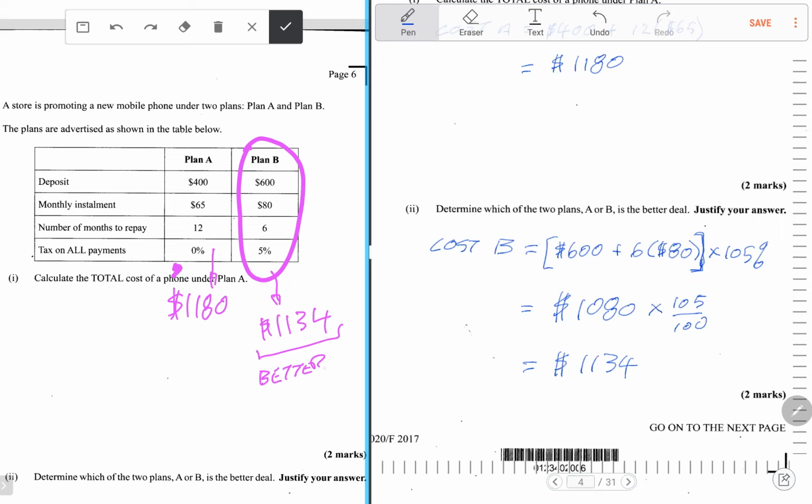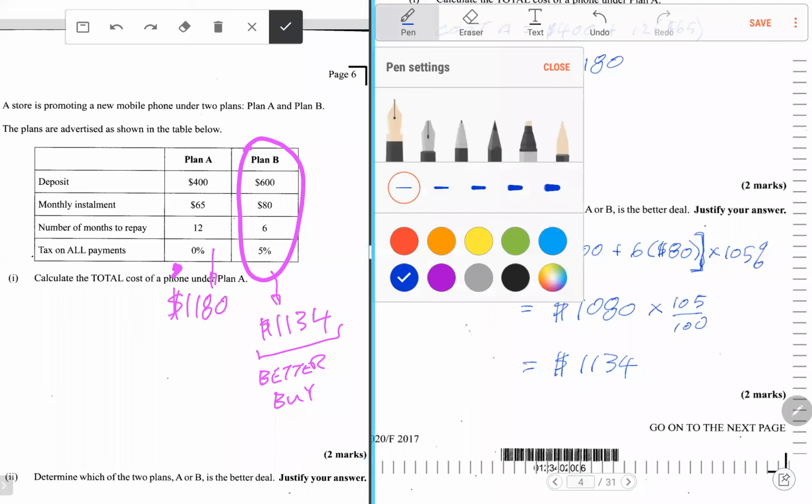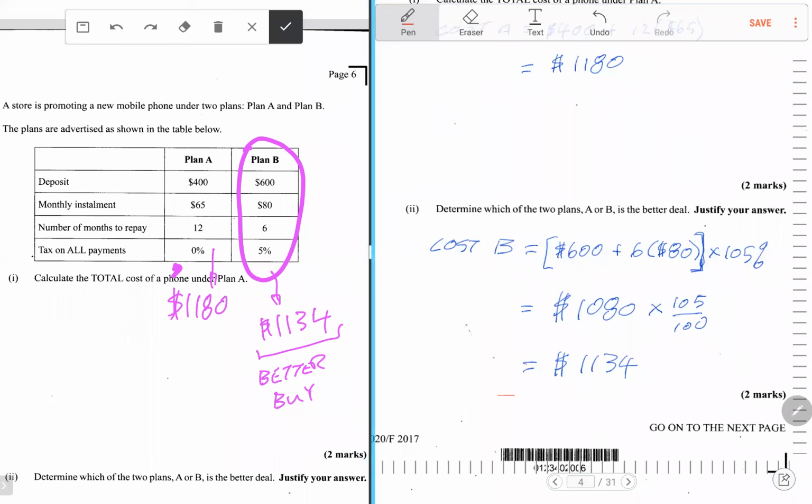The better buy, because it is cheaper. So plan B will be the better buy because it is cheaper. So we can write it down here as well. This one is the better buy, because it is cheaper. All right, that's it. It's cheaper if you get the phone for less if you use that plan.